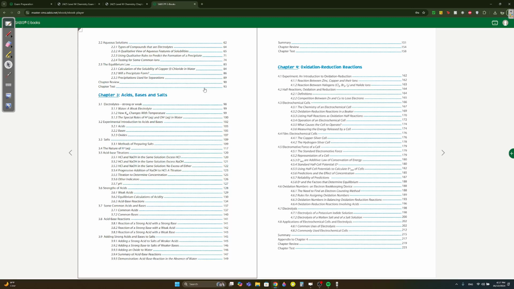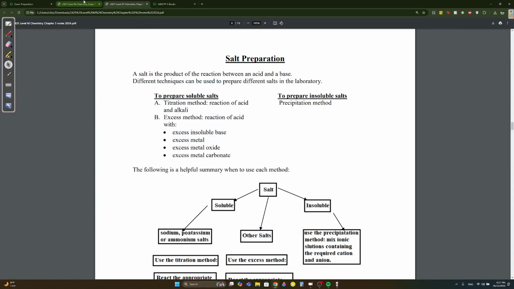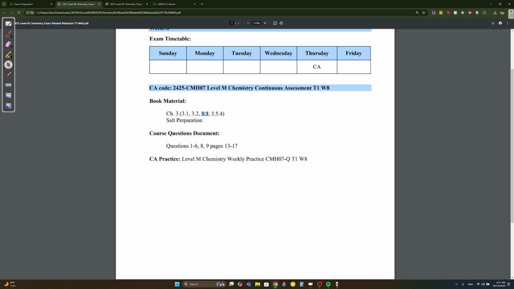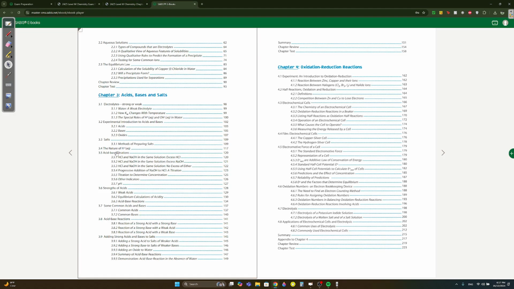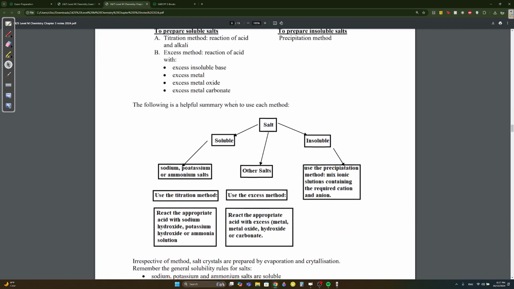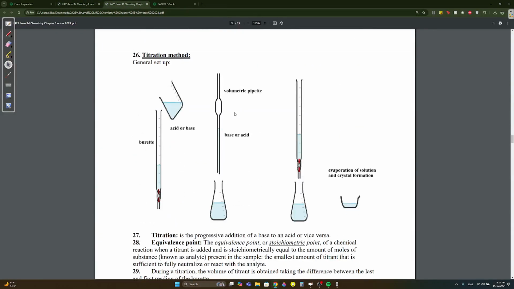What is 3.8? So basically it's just titration. That's part of salt preparation. These are all under salt preparation: electrolytes, methods of preparing salt, and 3.2, acids and bases. We did all of this last week, but see 3.3, the new one, salt preparation. It's in the notes. I'm going to try and sum it up as fast as I can.